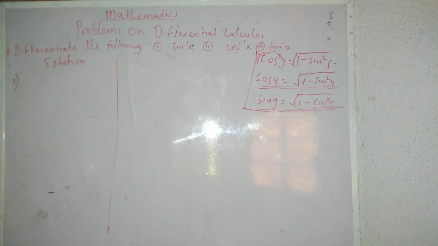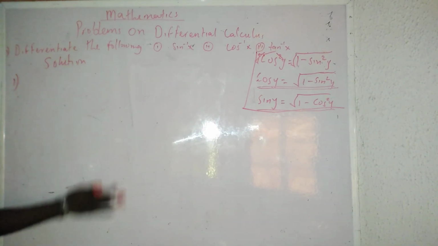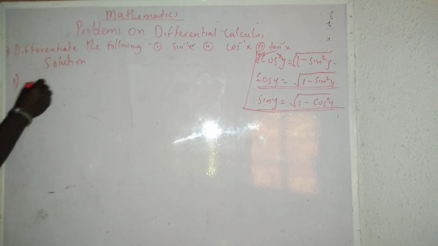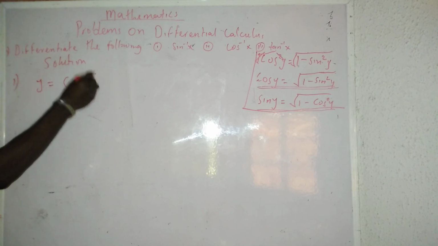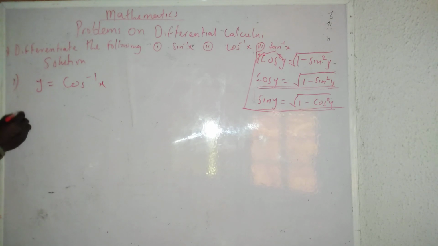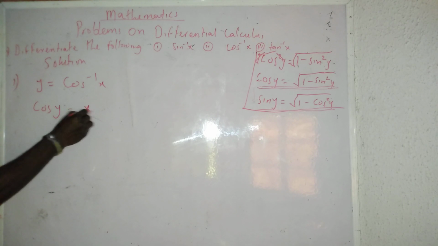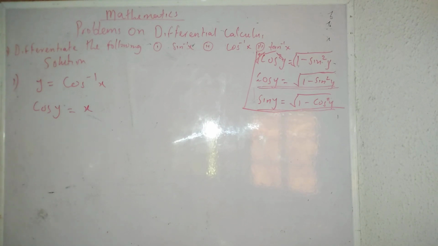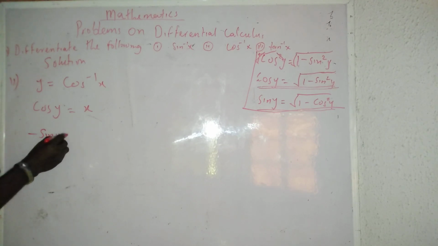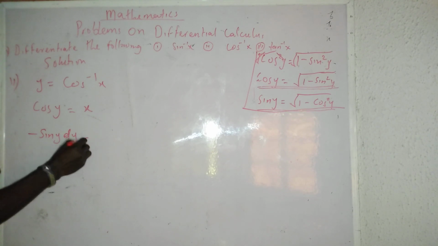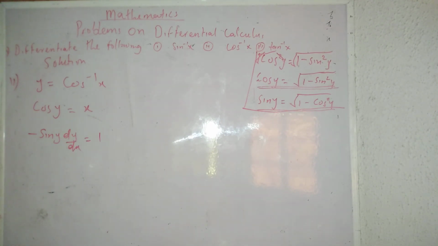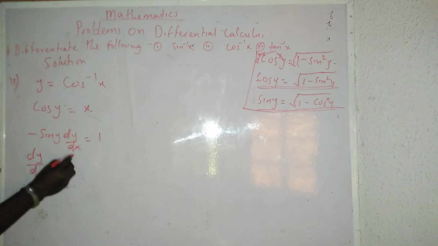Now, the same way, if I have cos inverse, y equals cos inverse of x, which I can also say as cos y equals x, as we did in the first one. This is number 2. Now, if I differentiate, I will have minus sine y dy/dx equals 1.